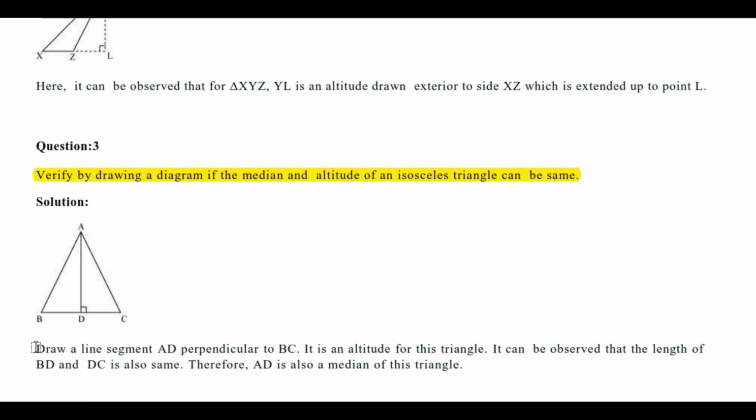So what step do you need to follow? Draw a line segment AD perpendicular to BC. It is an altitude for this triangle. It can be observed that the lengths of BD and DC are also the same. Therefore, AD is also a median of the triangle.